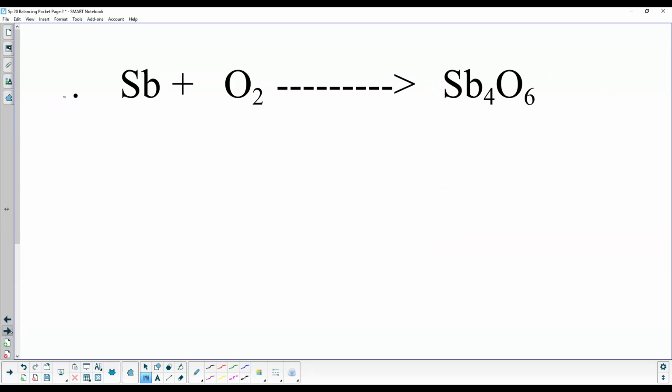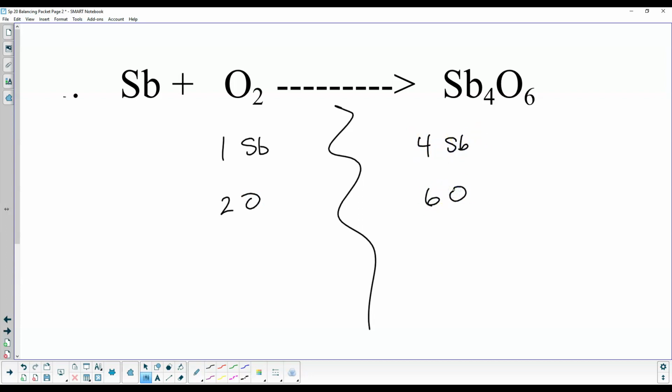Next one here, we have antimony and oxygen. Okay, and let's see, we have 1 antimony, we have 2 oxygens. On this side, we have 4 antimony, and we have 6 oxygens. I'd leave the antimony alone at first because it's all by its lonesome. I can put any number in front of it and make them balanced. Oxygen, I have 2 and I have 6. Well, 6 is the common factor. If I put a 3 here, that turns this guy into 6, which means all I have to do is put a 4 in front of the antimony and you're good. 4, 3, and 1 are the coefficients.